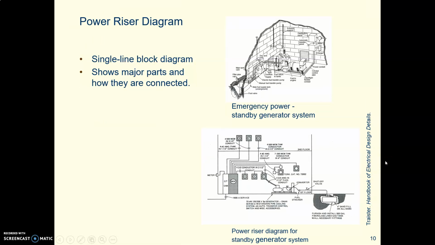Now, a power riser diagram gets a little bit more local. It might look at a system in a commercial building, like a college or an apartment building. Here at the top is a pictorial drawing of a generator system. So this is what the building would use if the power goes out. And then here at the bottom is a diagram for that same system, just showing how the connections come off of the components.